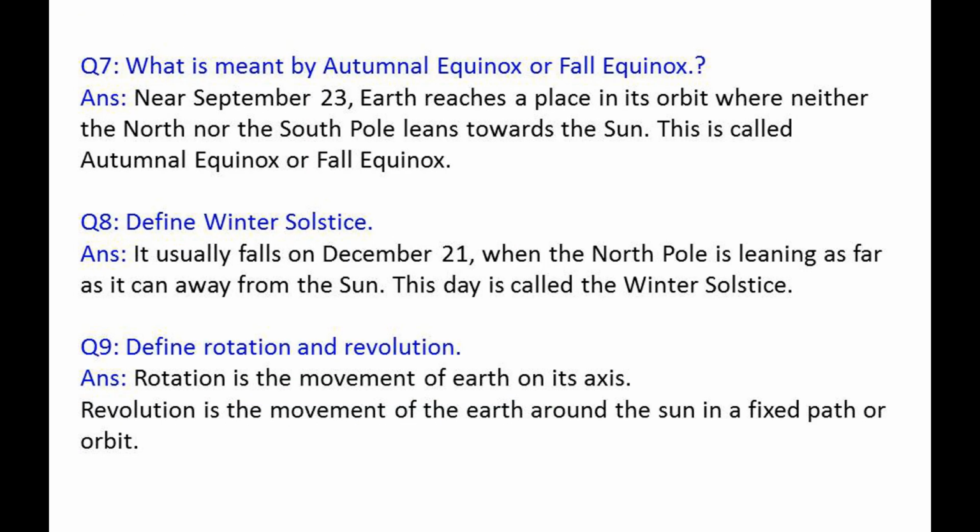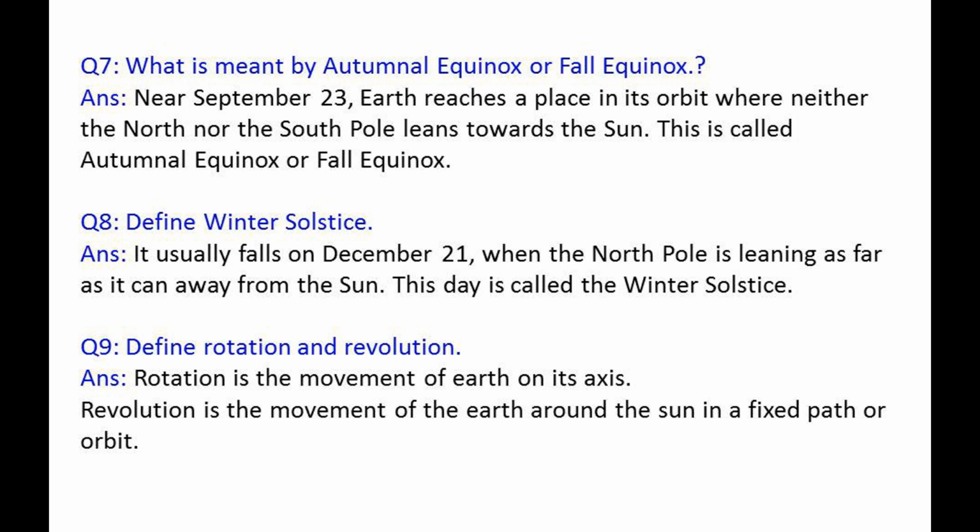Question 7. What is meant by autumnal equinox or fall equinox? Answer. Near September 23rd, Earth reaches a place in its orbit where neither the north nor the south pole leans towards the sun. This is called autumnal equinox or fall equinox.